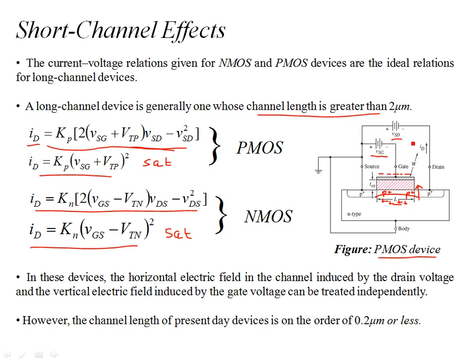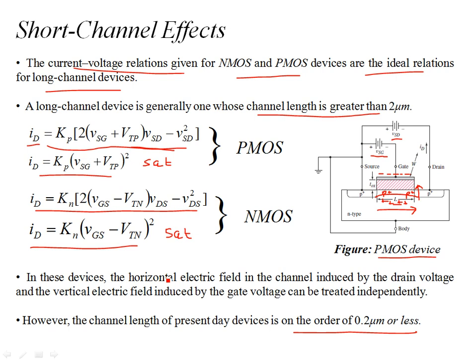So the electric field in the channel due to VDS is horizontal. It is in this direction, positive to negative. So you have a horizontal electric field adjacent to the channel length, and then you have a vertical electric field due to the gate supply. And these two fields interact. For long channels it's not important. You have these ideal characteristics, these current voltage relations for NMOS and PMOS, which are ideal relations for long channel devices, but this doesn't hold if you have a channel length of 0.2 micrometers or less.